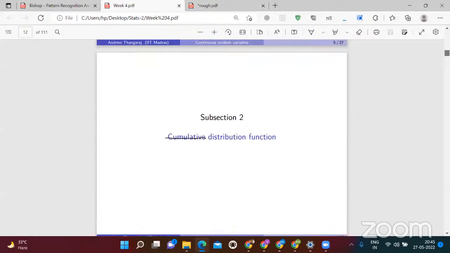Continuous distributions were not covered so much in depth in the stats one. It was told that it will be covered in stats two. Okay, so CDF you already know.